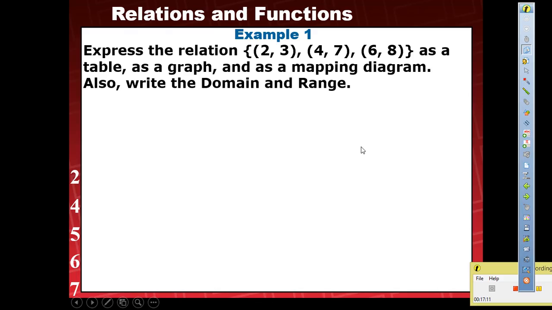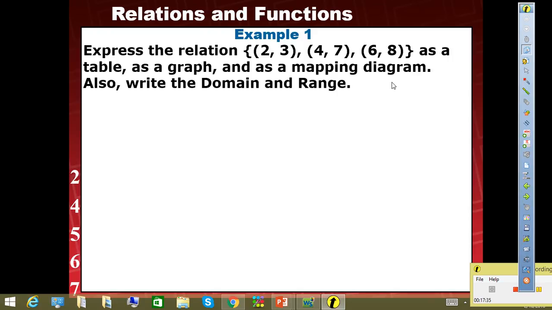Example 1. That was a quick introduction to relations and functions. Tonight's home play is going to be like this example, example number 1. It says, express the relation (2, 3), (4, 7), (6, 8) as a table, as a graph, and as a mapping diagram. Also write the domain and range. Copy that.